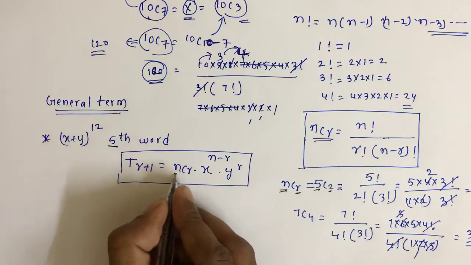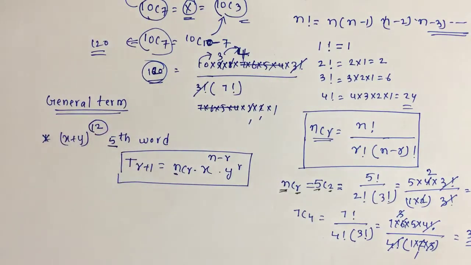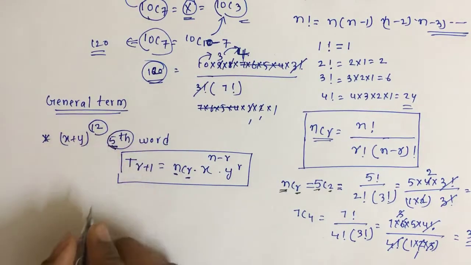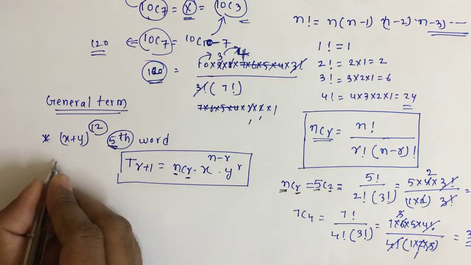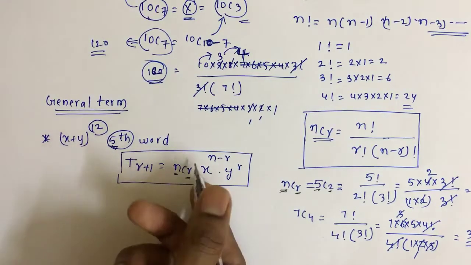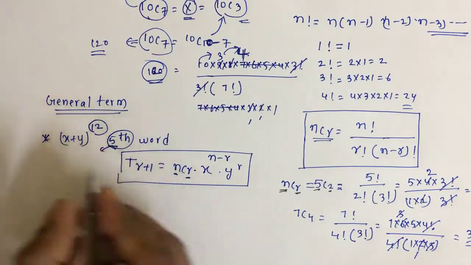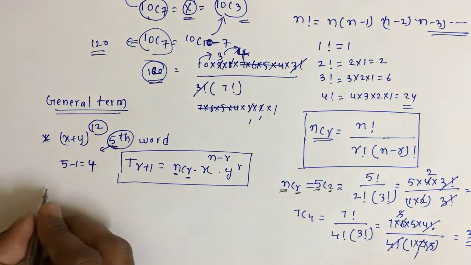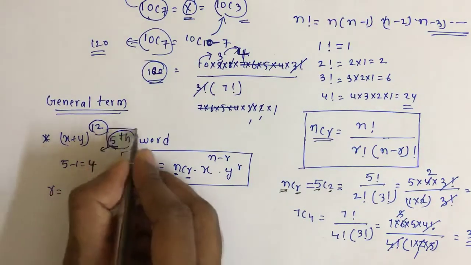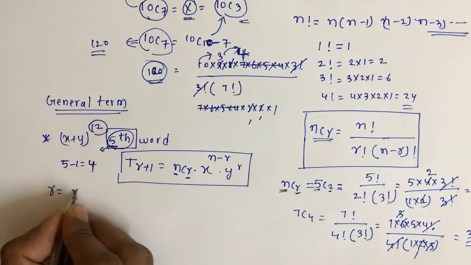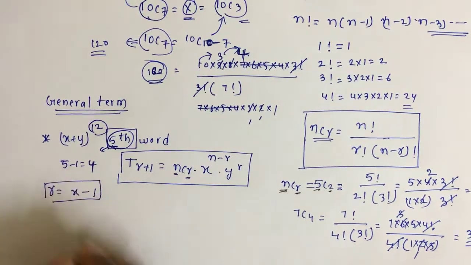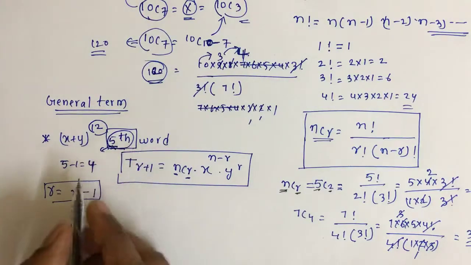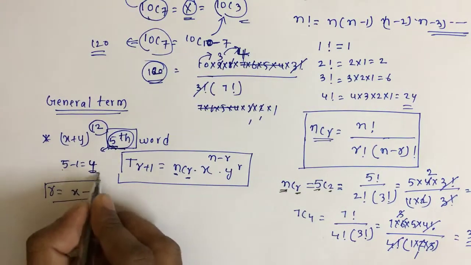See, here the n value will be the power. Now the r value will be the term which they are asking to calculate, that term minus 1. So here 5 minus 1 is equal to 4. So the r value is always whatever term they are asking to calculate, that term minus 1. Here they are asking us to calculate the fifth term, so the r value will be 5 minus 1, 4. The r value will be 4.